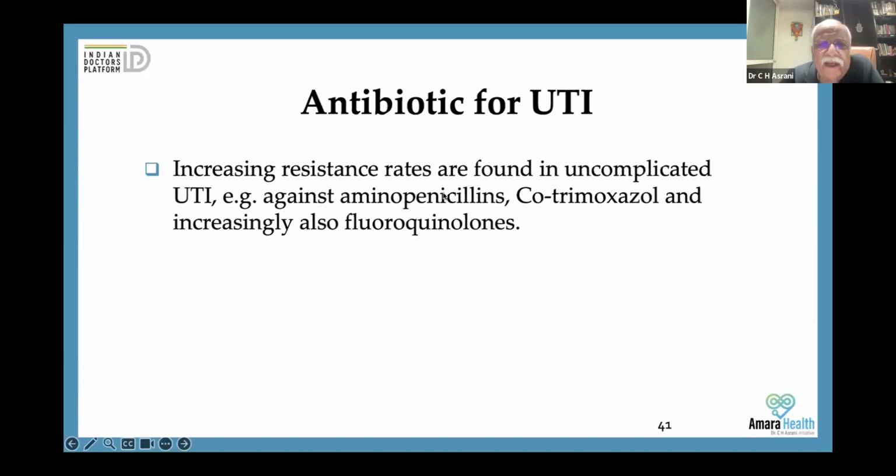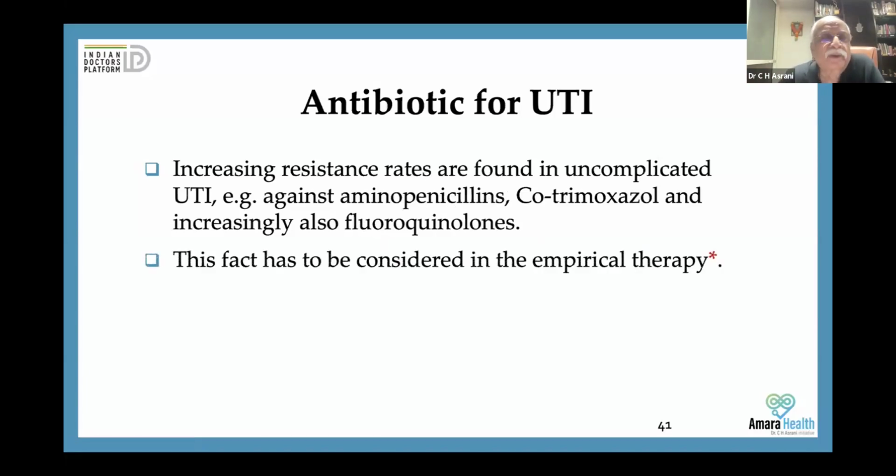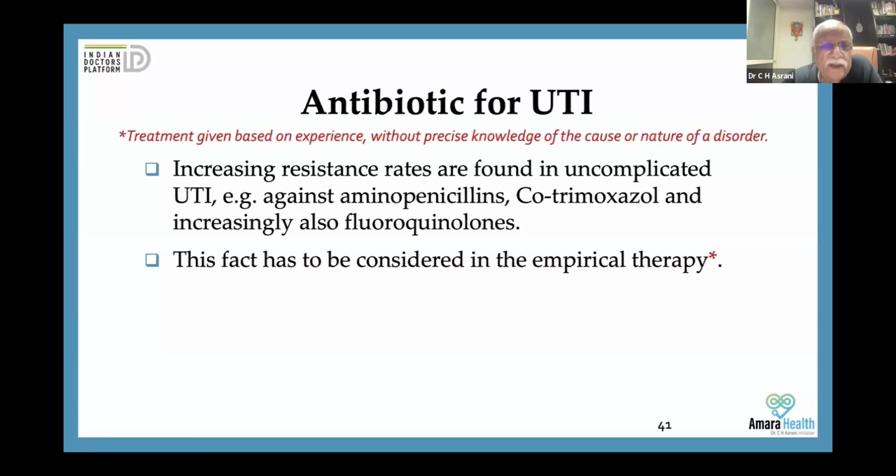So, uncomplicated UTI: aminopenicillin, amoxicillin, etc., cotrimoxazole, and even quinolones now are finding resistance. We all must have seen Norflox hardly works. This fact has to be considered in empirical therapy when you are treating without waiting for the urine report. So you have a patient who has fever, who has dysuria, who has chills. You want to start an antibiotic before you wait for the report. Treatment given based on experience without precise knowledge of cause or nature of a disorder is called empirical therapy.